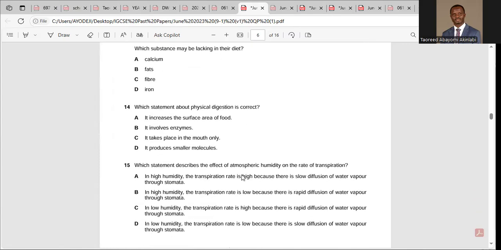Question 14, which statement about physical digestion is correct? The correct option there is option A. It increases the surface area of food.